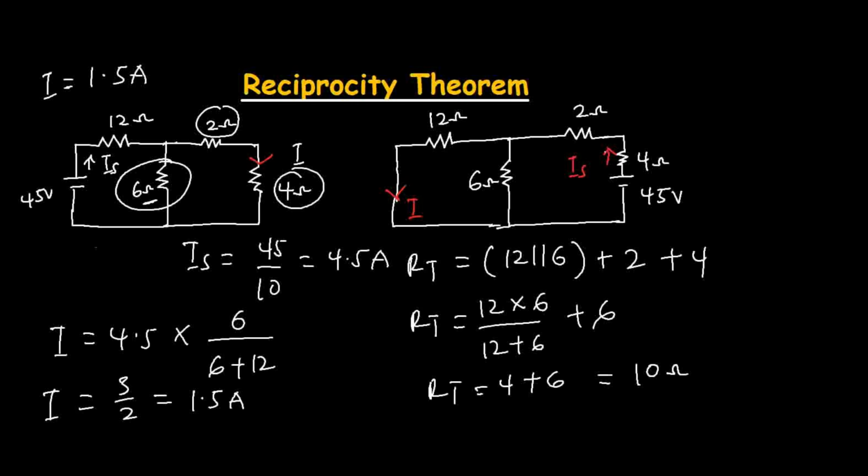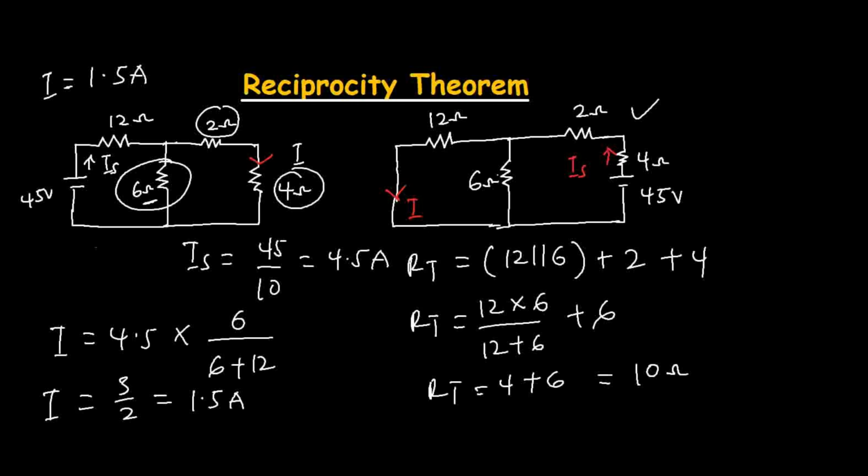So with this circuit also, after interchanging the positions of the voltage source and the current, we still got I to be 1.5 amperes. So what this means is that if you have an ideal voltage source and an ammeter, when you interchange these two devices, the voltage source and the current, the reading on the current shouldn't be affected.